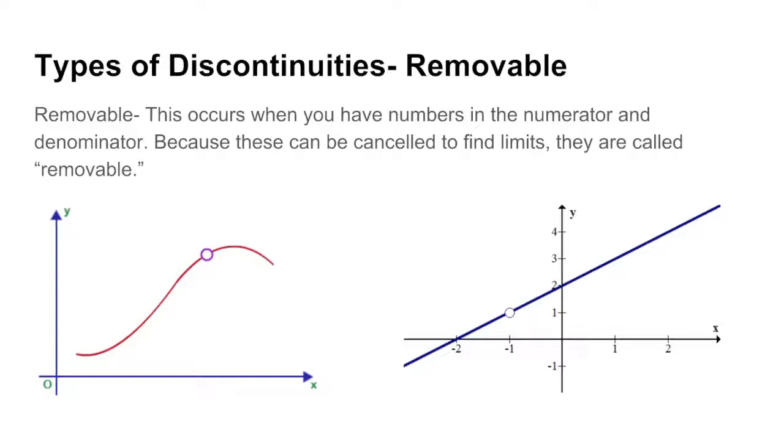Types of discontinuity. There are four main types of discontinuities that we are going to be going over. The first one is removable. This occurs when you have common factors in the numerator and denominator. Because these can be cancelled out to find limits, they are called removable. They can be filled in with just one step or one move.